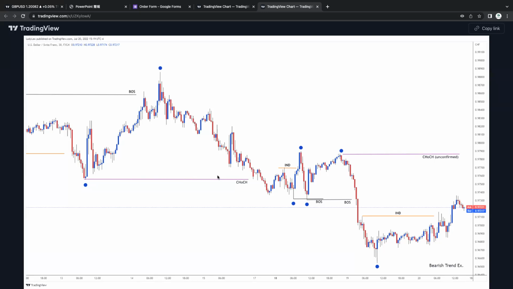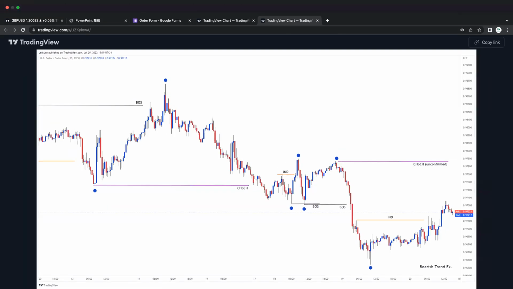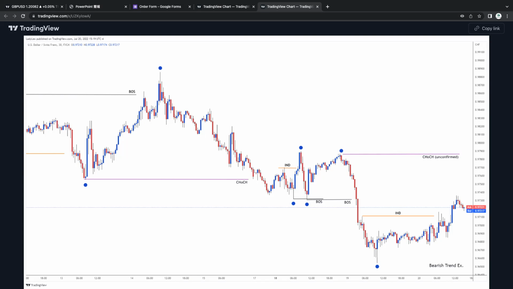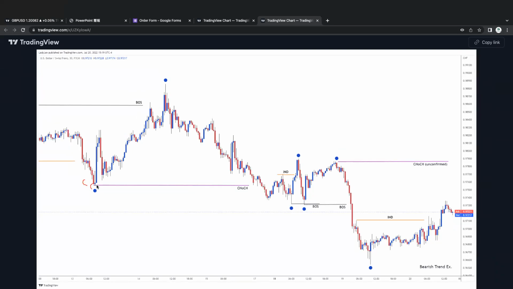Okay, CHoCH. And what happened here? It did not take an inducement, it swept the liquidity. Let's annotate here. So this low, and this is a lower high, CHoCH, which is valid.